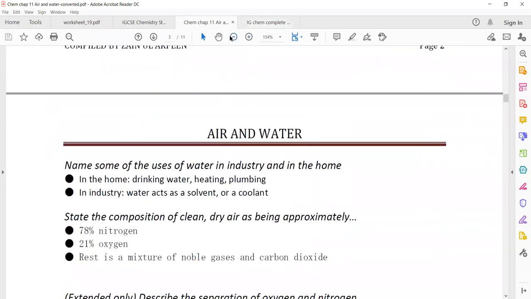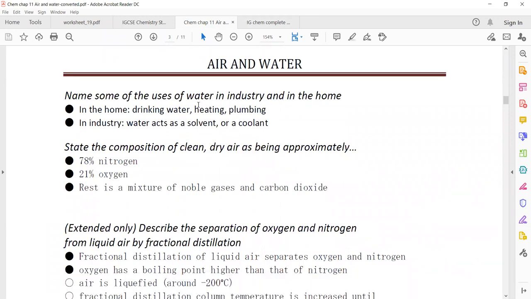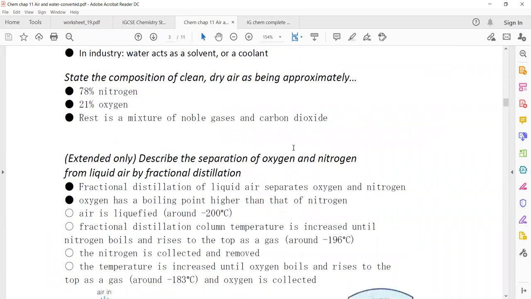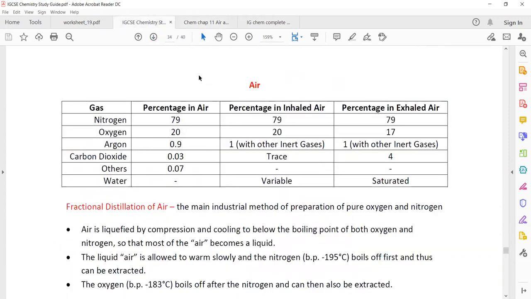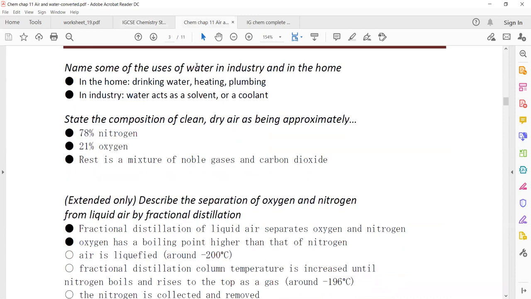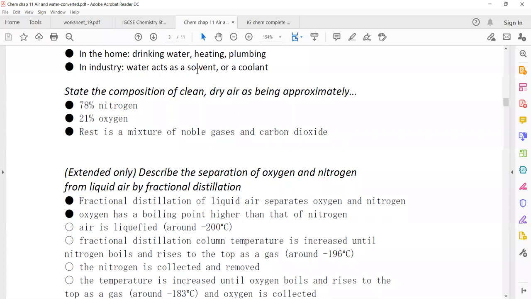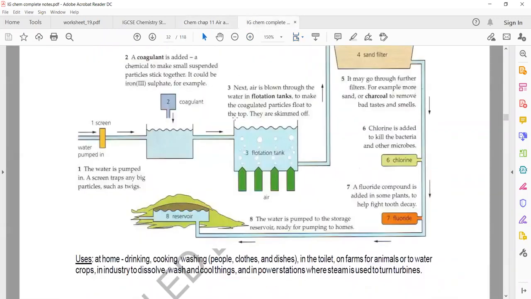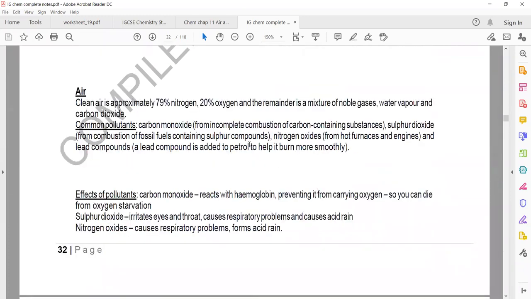Then some uses of the water. What are the uses? For drinking, heating, plumbing, and for industry, water acts as a solvent or as a coolant. The next one is the composition of air.